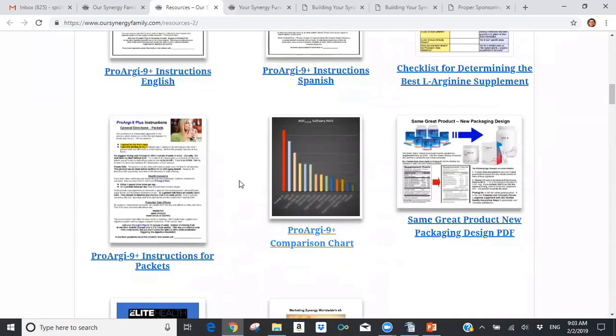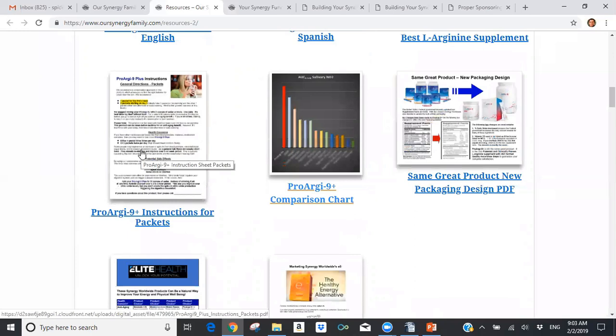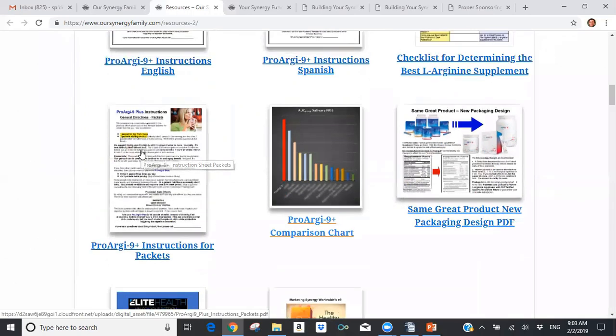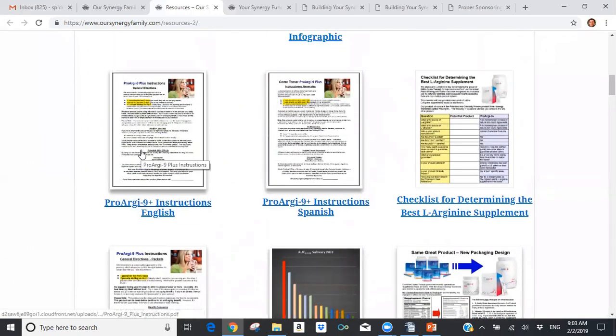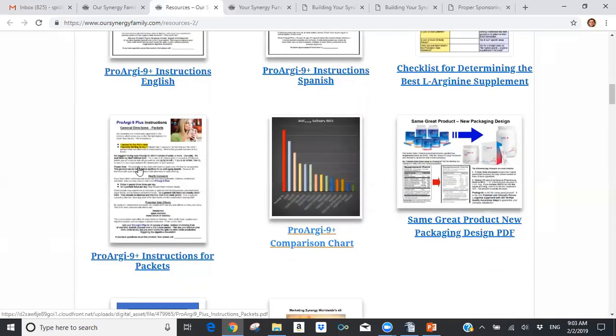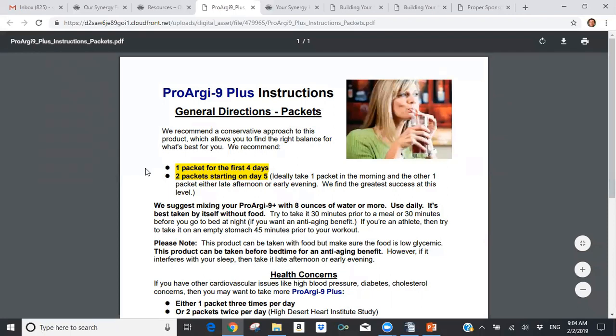Since I'm on this page, Timothy's on today's presentation. Timothy uses boxes, and because he uses boxes, the instruction sheet that we use for the canisters doesn't always apply, because it's very difficult to get a half a scoop out of a packet or sachet. So Timothy asked me if I could put the instruction sheets into packet form, for people who use the individual wrappers. I did that for him, and it's now located in the resource page.